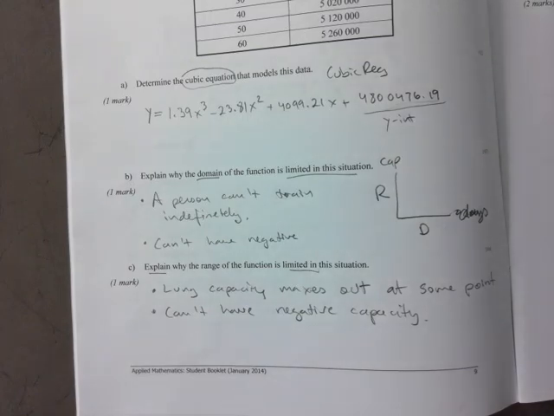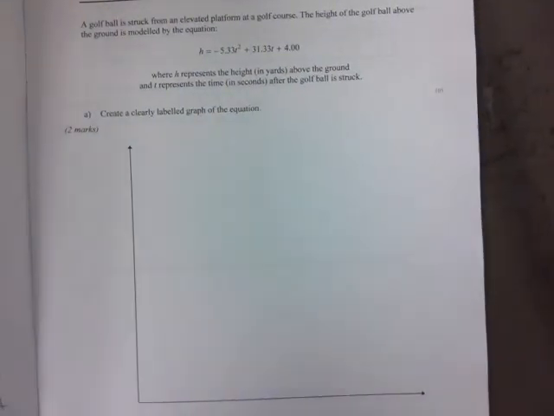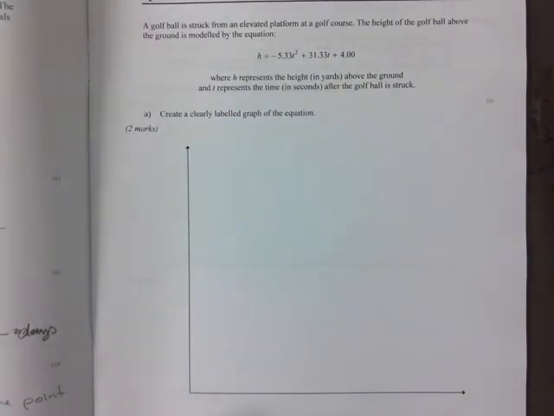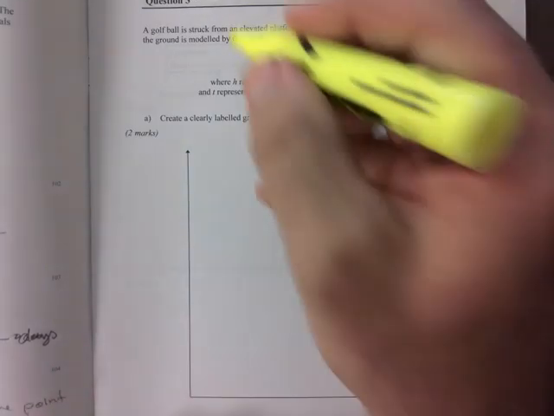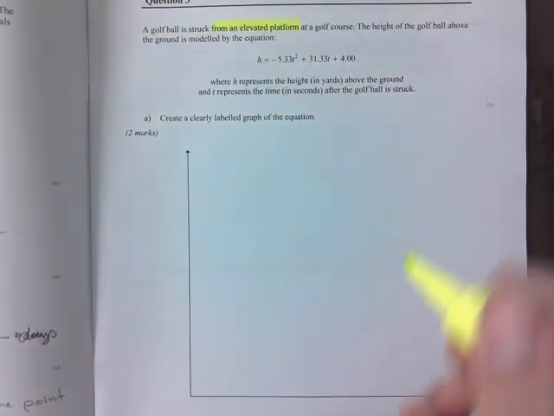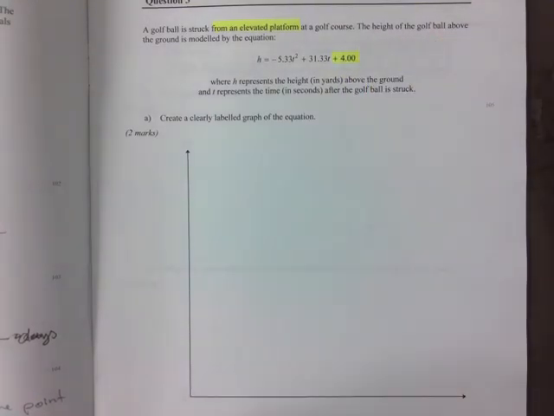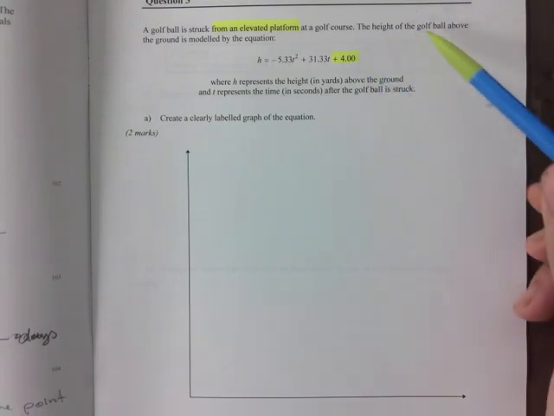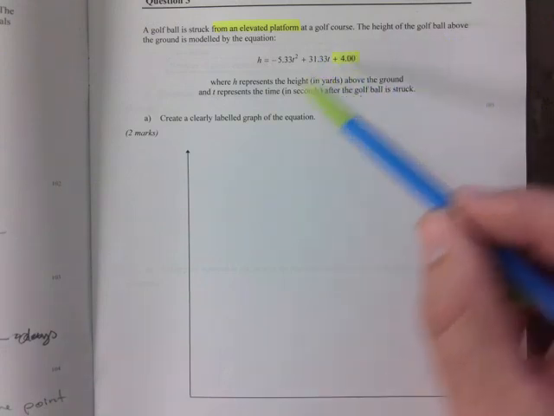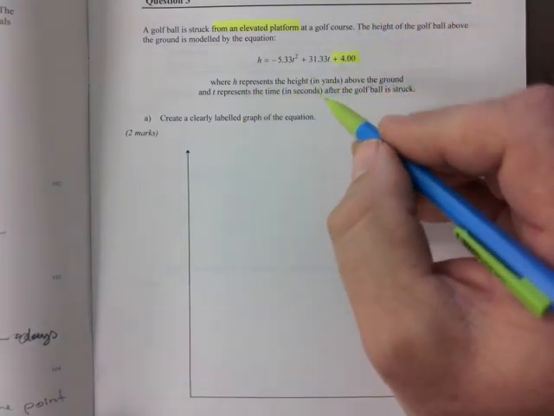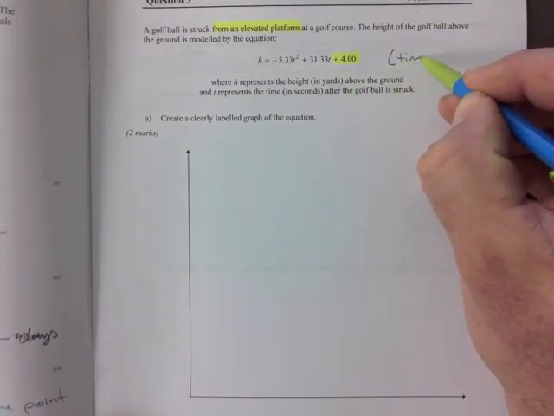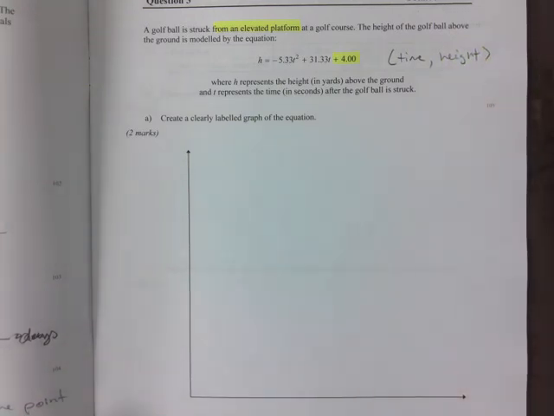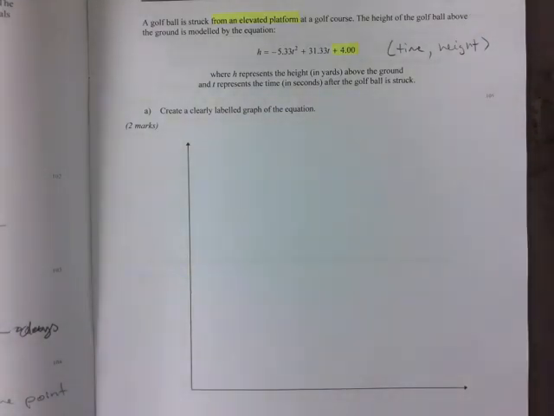Let's keep going. Question 3. Just a straight up graphing question. At first, a golf ball is struck from an elevated platform. That's probably worth noting. Elevated platform, that we're not on the ground, and you can tell by that y-intercept, right, that it starts higher off the ground. The height of the golf ball above the ground is modeled by this equation. H represents the height, and T is the time. So T, time, and height is what we're relating here. So let's graph this.